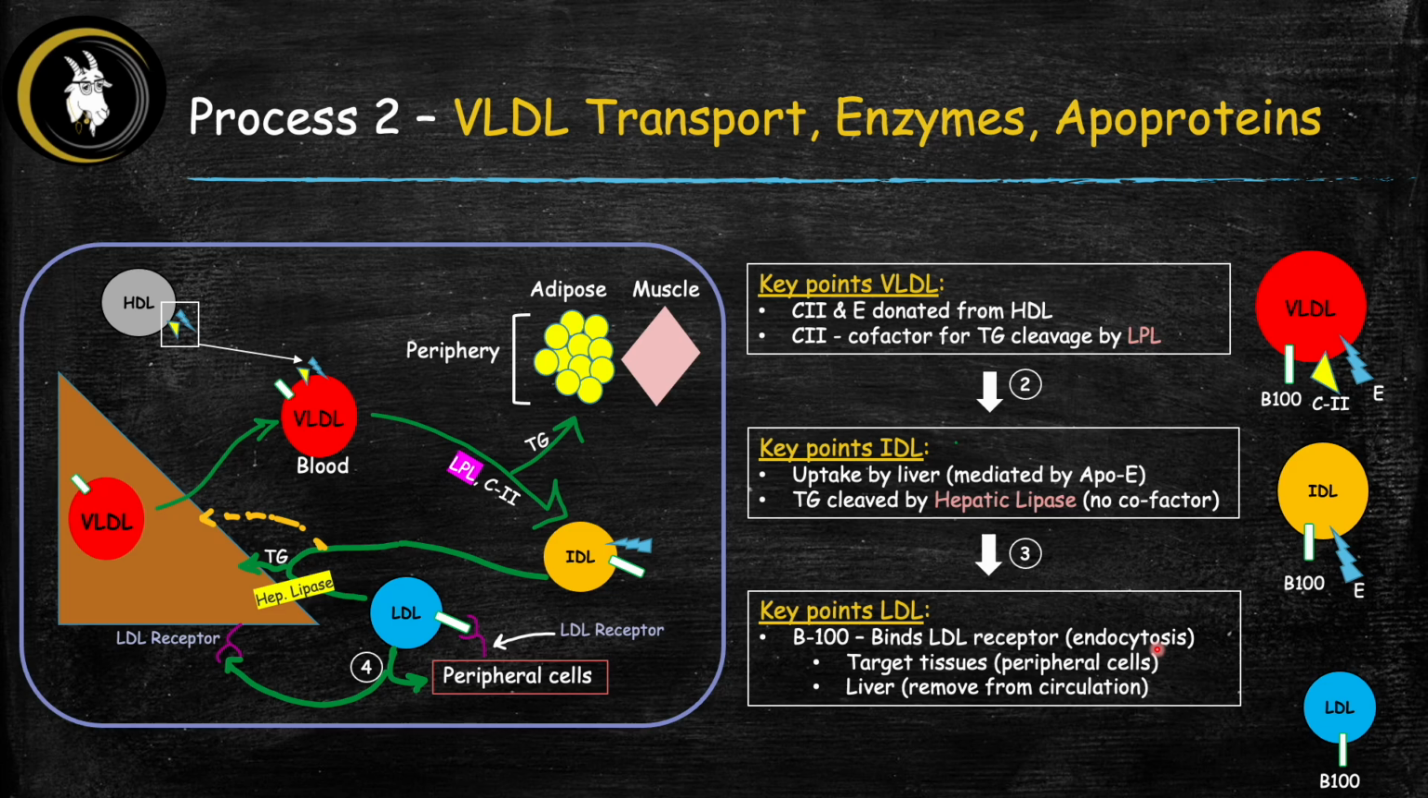So the key point for LDL right here is that its interaction is mediated by B100 binding to the LDL receptors, causing receptor-mediated endocytosis. And this is going to happen both on the target tissues, which are these peripheral cells to use the cholesterol, or by the liver, which is going to remove the LDL from the circulation.